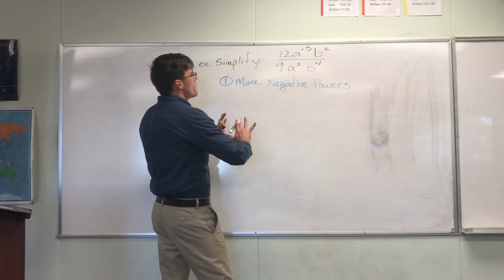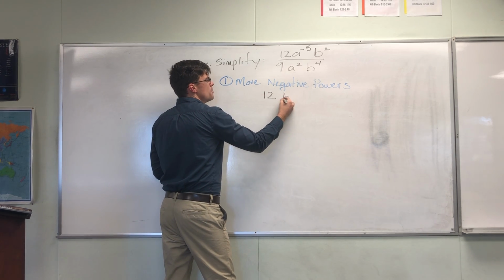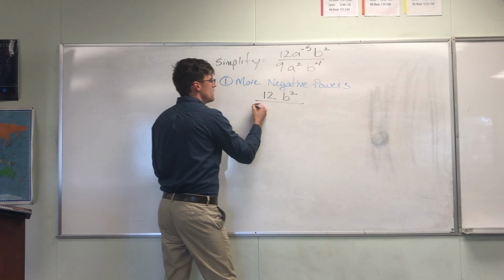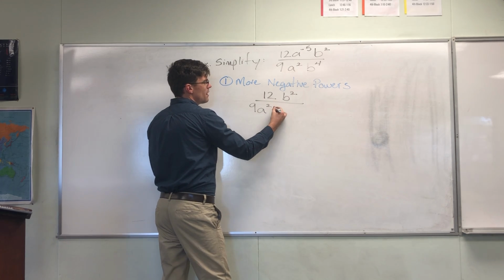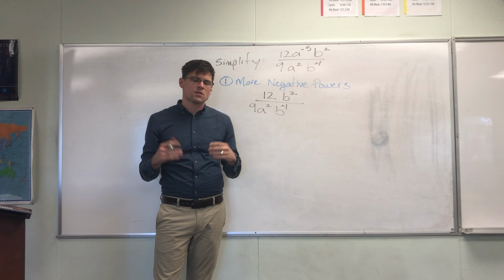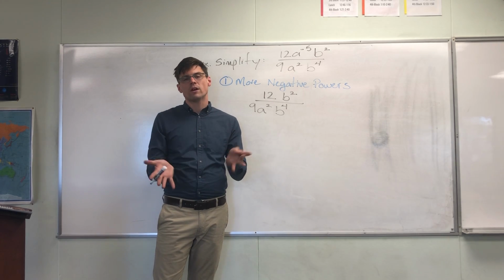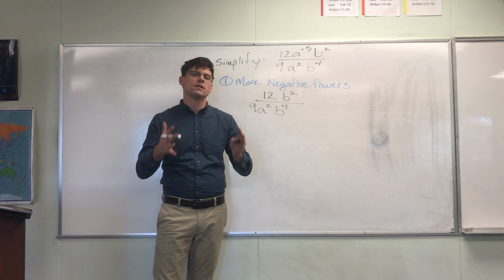So what I'm going to do is I'm going to leave everything else alone. The 12, the b to the second power, the 9, the a to the second power, and the b to the fourth power. None of that's going to move for this first step. Now, you might learn that you can do multiple steps in one go, but you guys know how I like to do this. I like to go one step at a time.